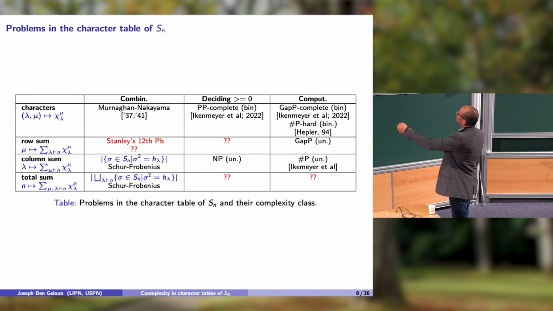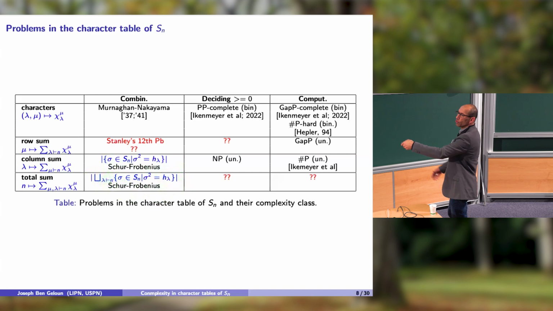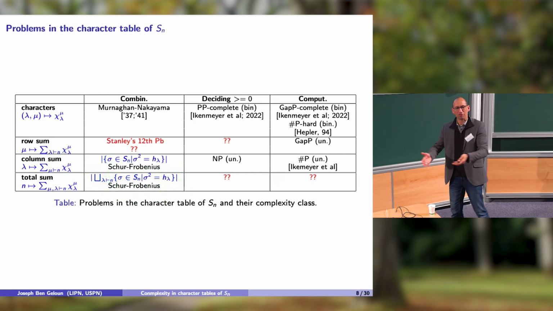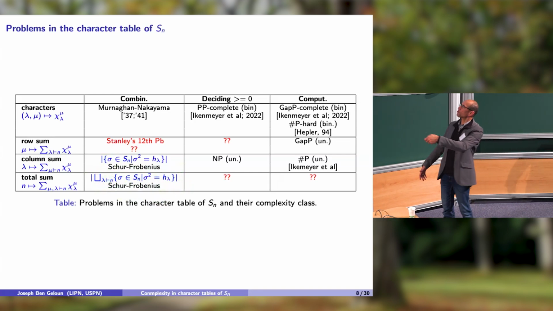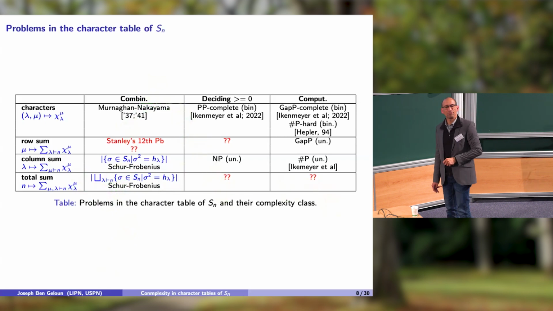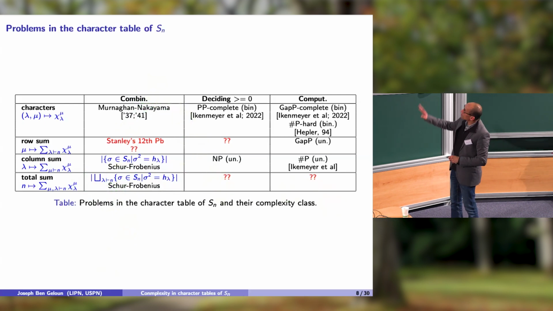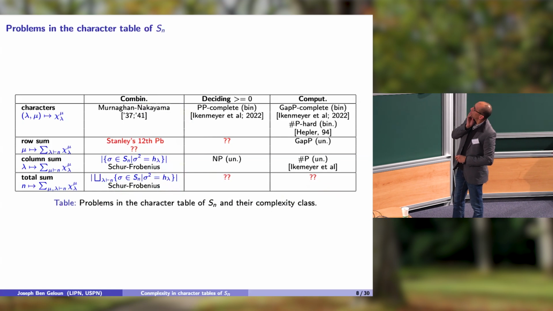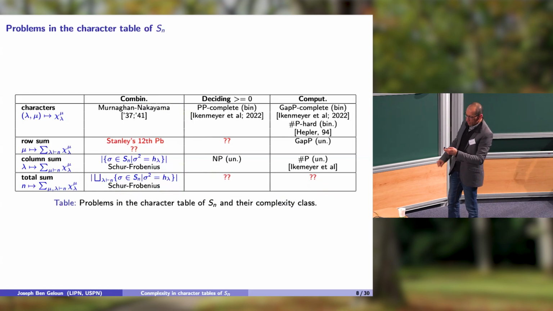The total sum, well, if you have the column sum, you just have to take the union of all columns to have the total. So the combinatorics is done. The two other things here are not yet okay. We don't know them. Okay, so that's the status for this thing, but what you have to understand better.